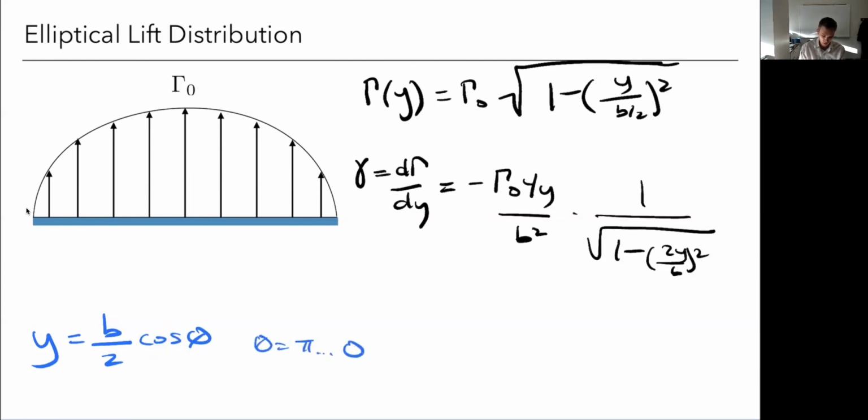Oops, that should be 0, right? Because if I plug in pi here, this gives me minus b over 2. Plug in 0, that gives me plus b over 2. So I'm going to integrate from pi to 0.